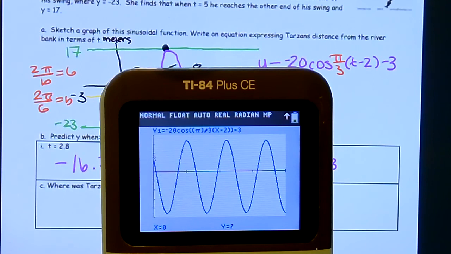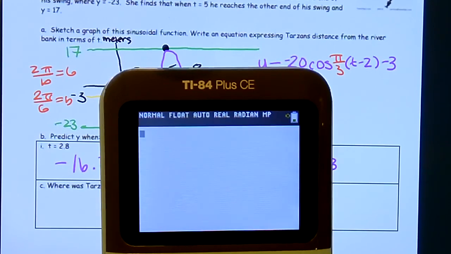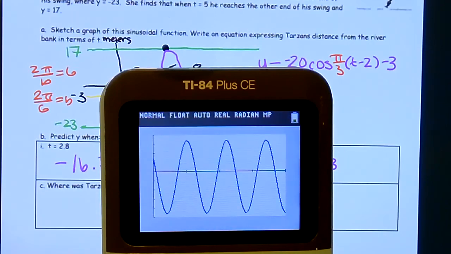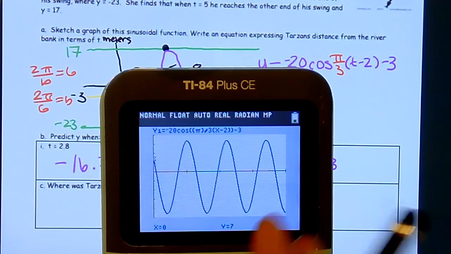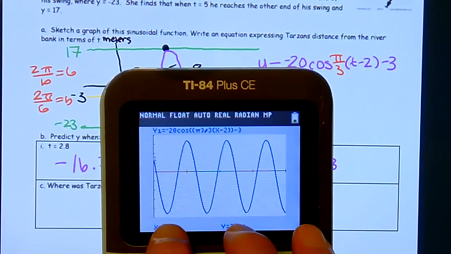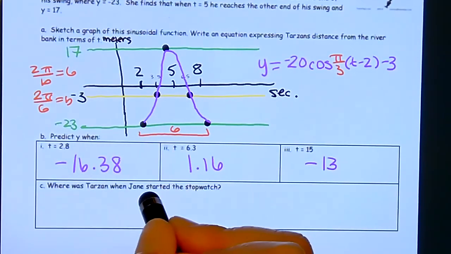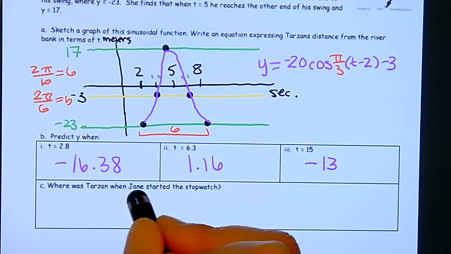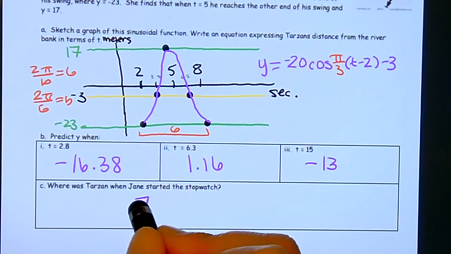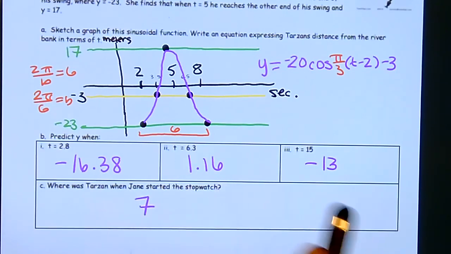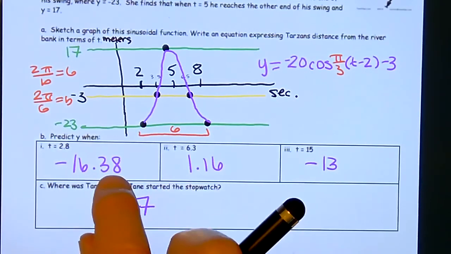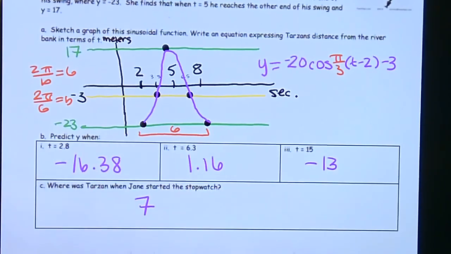Now, let me get out of this. Let me get back to the graph again. If I hit trace, usually your trace button will take you to your y-intercept, and that's actually what I was looking for. So that's another way to get that value. So when did Jane start the stopwatch? At, where was he? 7, okay, 7 meters. So here, these are all meters.